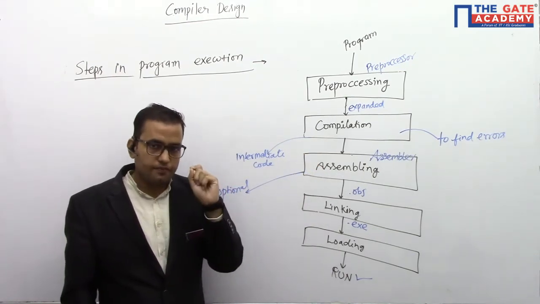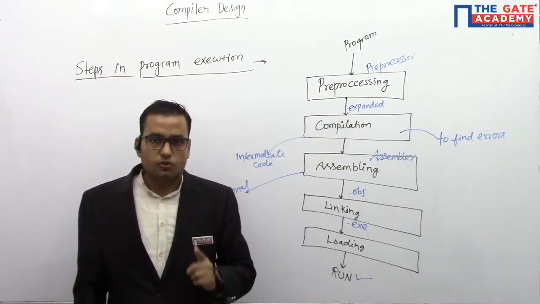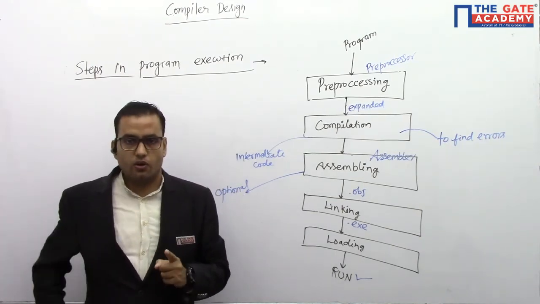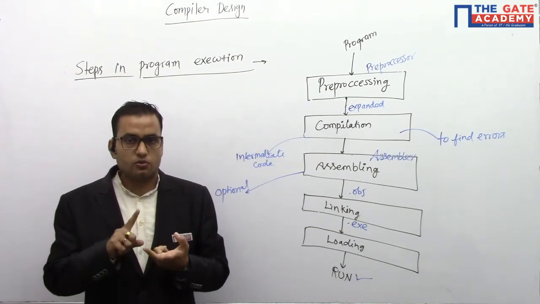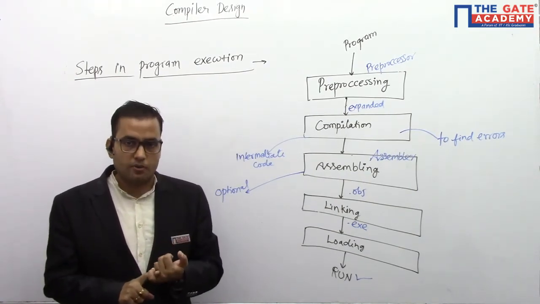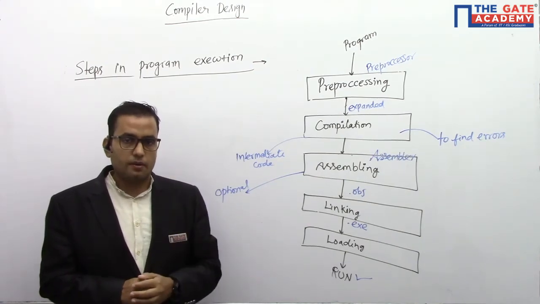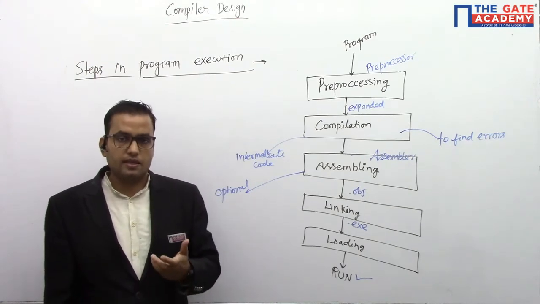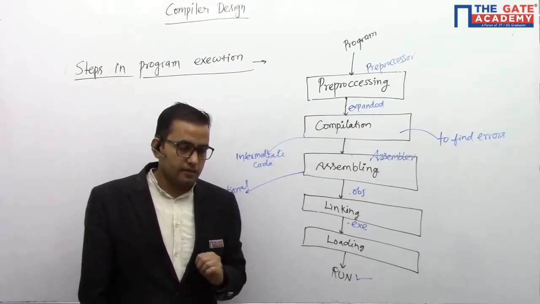So just remember one thing, the duty of compiler is only to find errors. It will not do preprocessing, it will not do the part of linker, it will not load the program, it will not run the program. It just finds the errors in the program and it makes object file of the program. The object file is intermediate code. We will see it later.